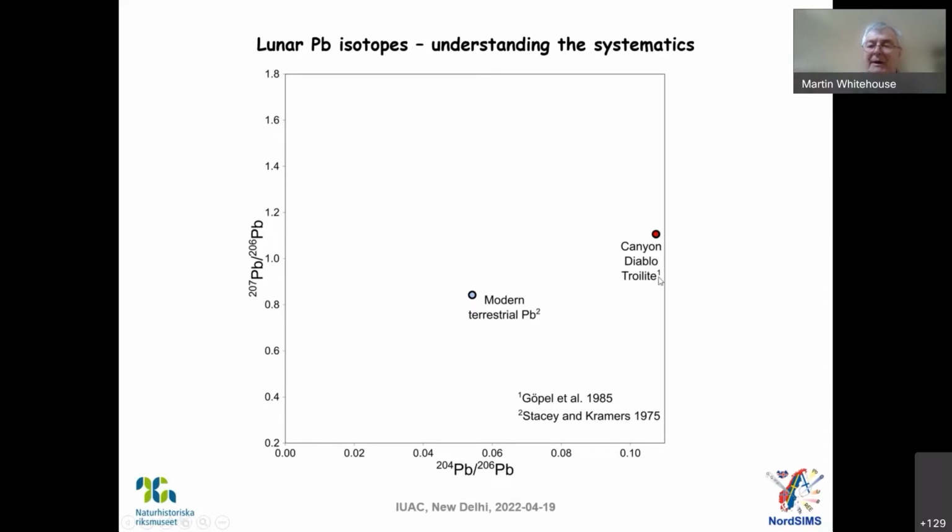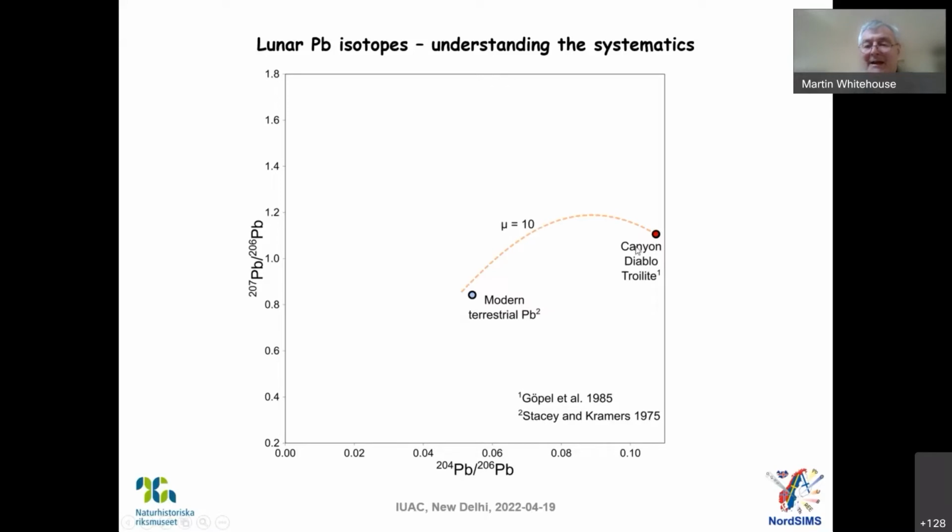Now, our starting point is the solar system initial, which we believe is defined by the Canyon Diablo troilite lead. And also on here, I've plotted modern terrestrial lead, which is the one everybody uses, Stacey and Kramers' 1975 model. They're all roughly in this particular space around about here for modern. So how do we evolve?